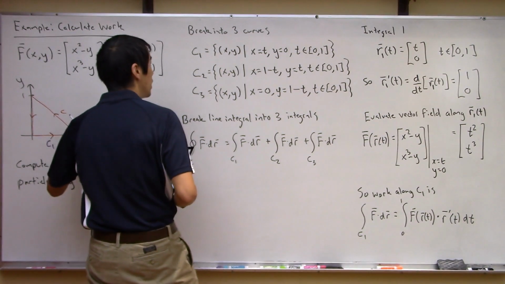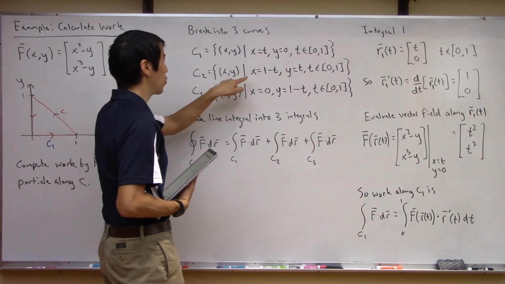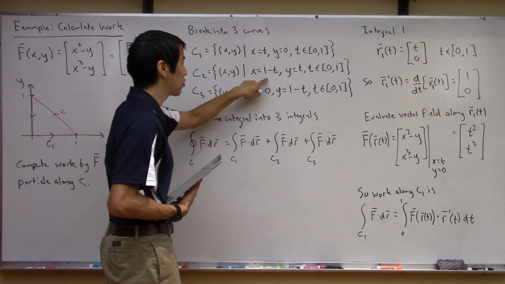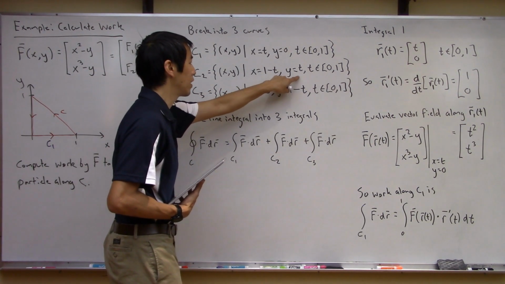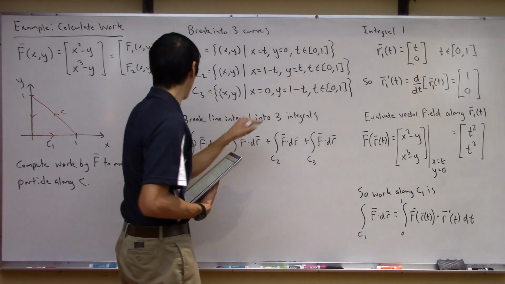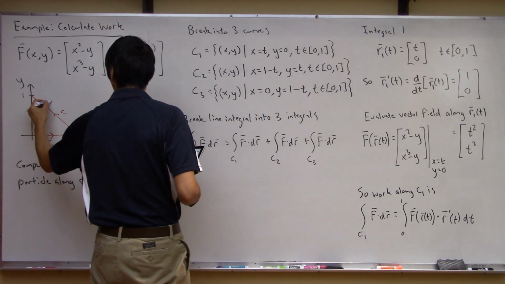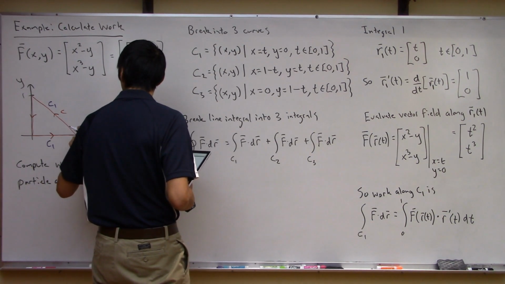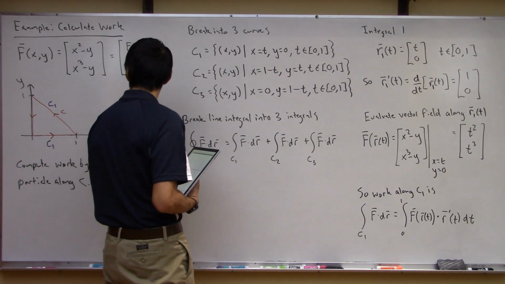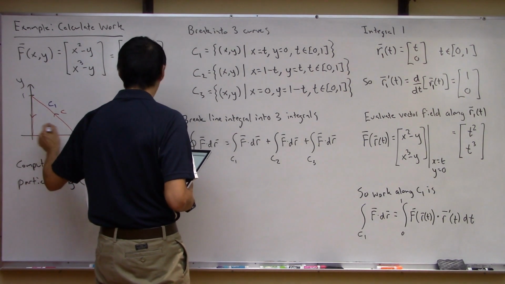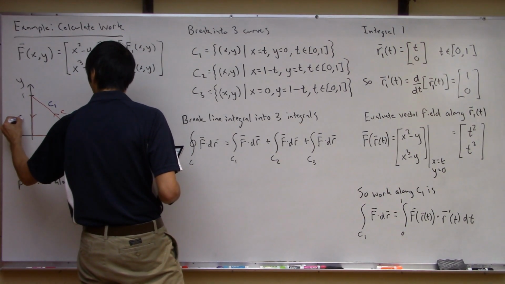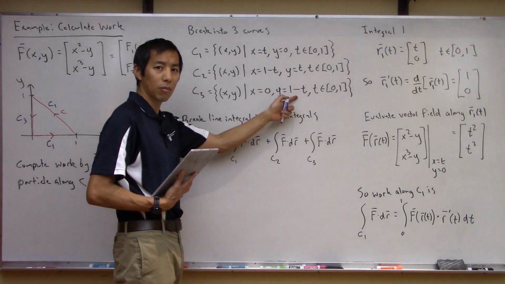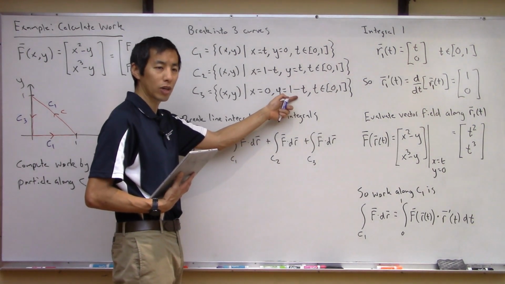Let's call that C1. C2 is this other part, and if you look at these parameterizations, you'll see that x is 1 minus t, y is t, and if you let t run between 0 and 1, that ends up being this diagonal portion going in this direction. Again, we have to be very careful on the orientation. We want to make sure that these curves are positively oriented. Lastly, C3 is this downward vertical component over here. And here's an appropriate parameterization that gets you the appropriate orientation.